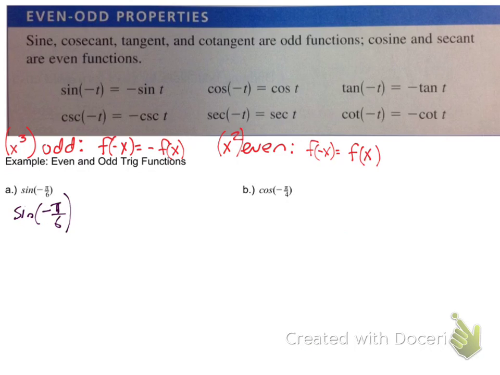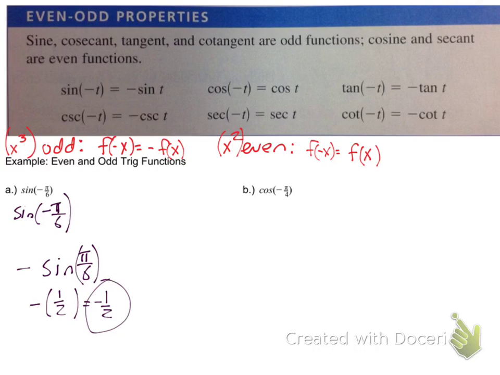Odd. So the negative gets to go out. And it's the same thing as sine of pi over 6. Wait a minute, we all should know off the top of our head what sine of pi over 6 is, and that is 1/2. So the answer is negative 1/2. Done. Not too bad, is it?